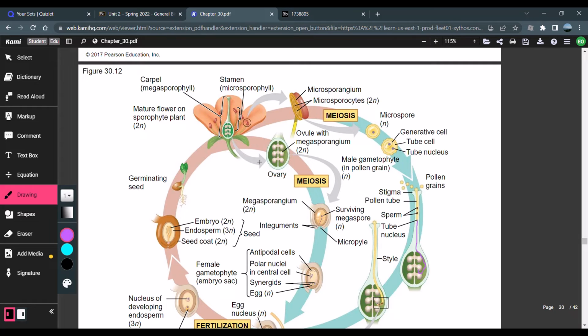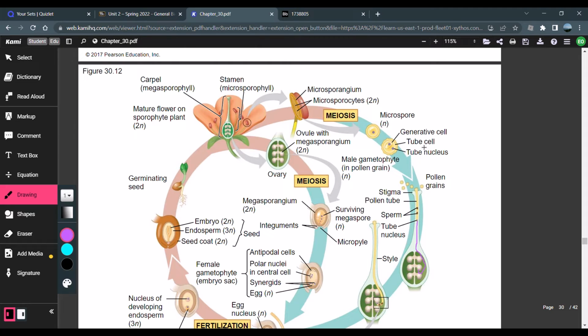So let's start with the ovary. Actually, we'll flip to that page. So the ovary contains megasporangium. The megasporangium will create 4 megaspores, 3 die. Then the surviving megaspore becomes the female gametophyte. Now switching gears to the anther, which is the male gametophyte producing structure. So the anther will produce microspores, and the microspores will turn into pollen grains.